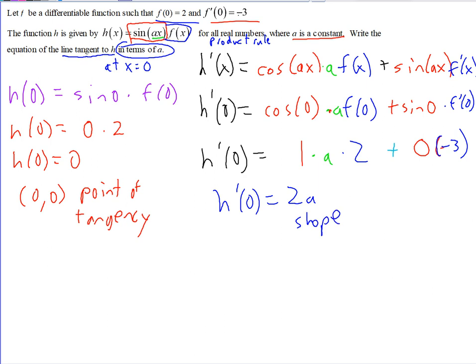So we can write our tangent line, y minus 0 equals 2a times (x minus 0). But the zeros there mean that simplifies to just y equals 2a x.